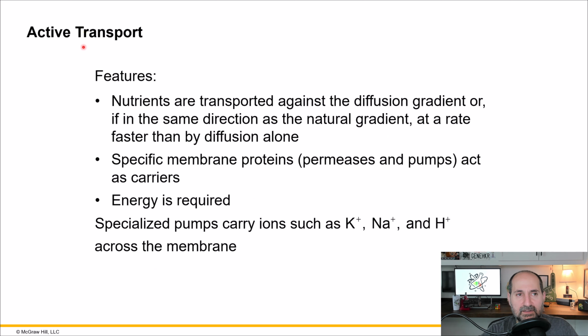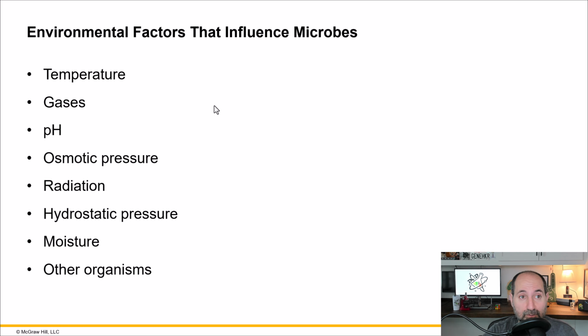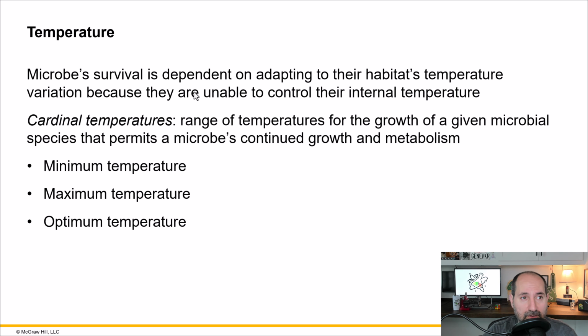Okay, remember what active transport is? This is when substances are moved across the membrane against the concentration gradient, against diffusion. This requires energy. And lastly, we talked about endocytosis. This is bulk transport into the cell by forming vesicles. Phagocytosis is when solids are brought in through vesicles, and pinocytosis is when liquids or solutions are brought in via vesicles.